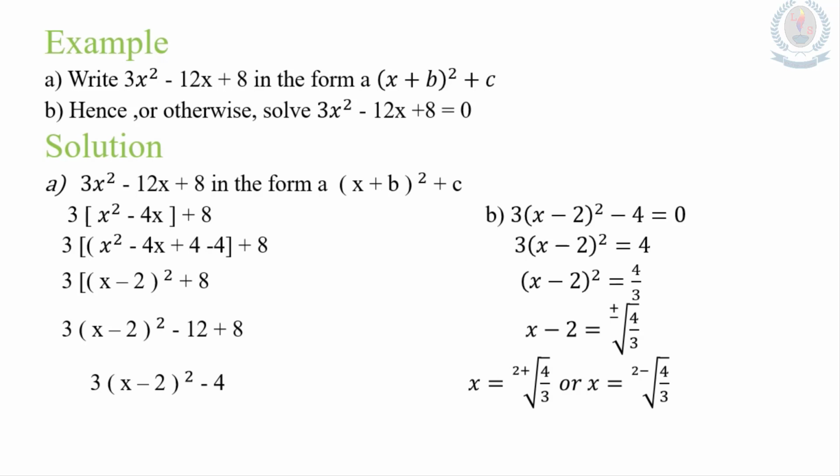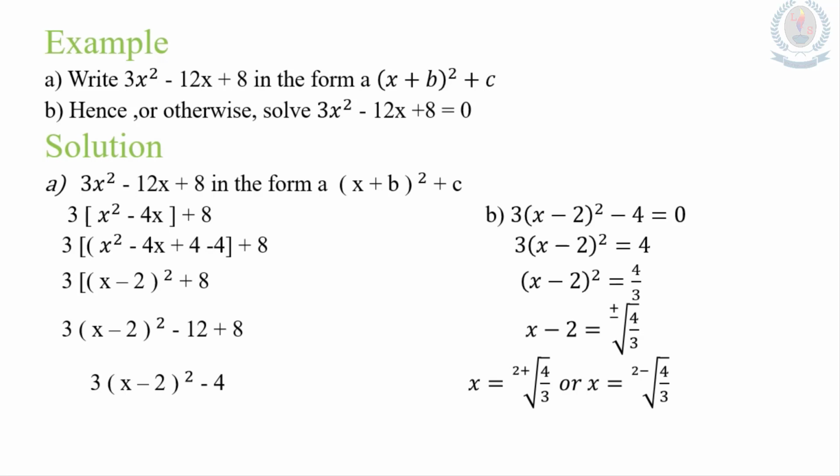As a, you can take it outside, 3 out, then inside the bracket x square. From 12, when you take 3 out, only 4 is there. So x square minus 4x within bracket. Then outside you can write the number 8. That is 3 bracket x square minus 4x. Separately you can write plus 8. Now here you can use the completing the square method.